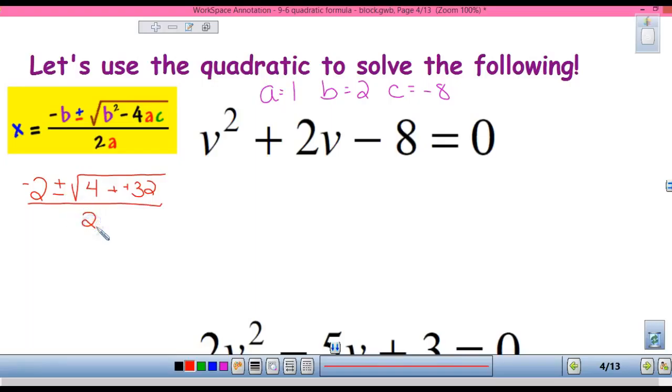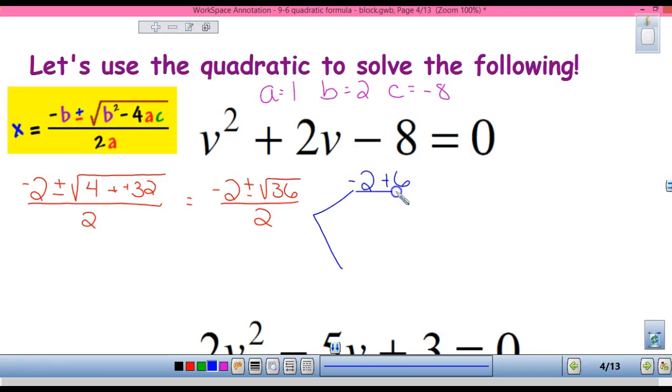2. All right, so now we have -2 plus or minus the square root of, what do we get underneath there? 36, all divided by 2. At this point, I'm going to split it into 2 equations. The first one is -2 plus, what's the square root of 36?